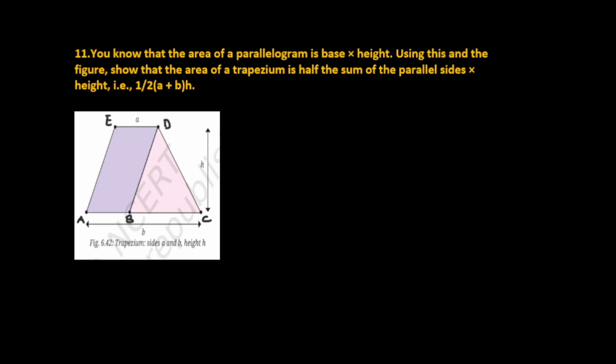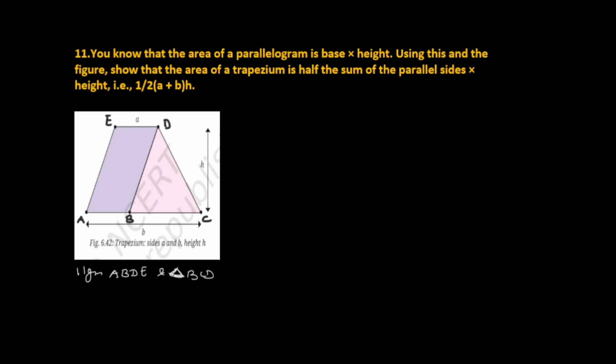When we are naming like this, in the trapezium we are having two figures. One is parallelogram and another one is triangle. That is parallelogram A, B, D, E and triangle B, C, D. These are the two divisions of the trapezium. A trapezium is divided into these two shapes.